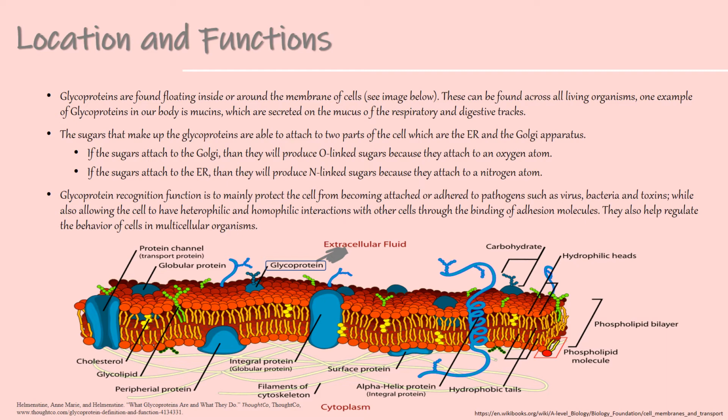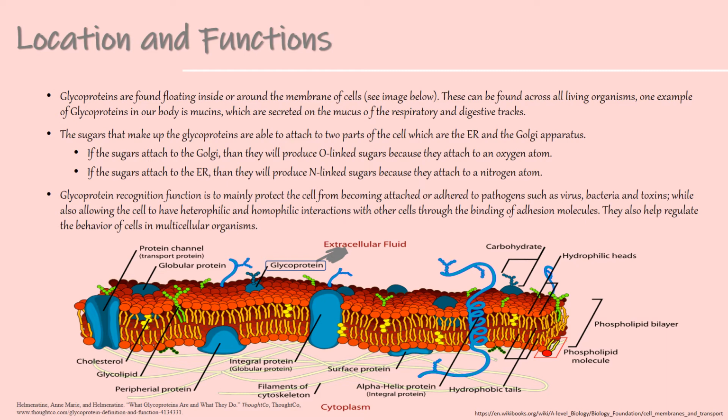The sugars that make up the glycoproteins are able to attach to two parts of the cells, which are the ER and Golgi apparatus. If they attach to the Golgi, then they will produce the O-linked sugars as mentioned on the previous slide, and if they are attached to the ER, then they will produce the N-linked sugars.